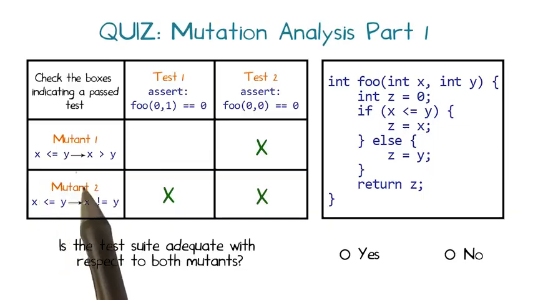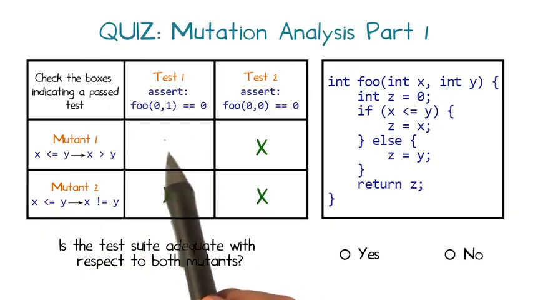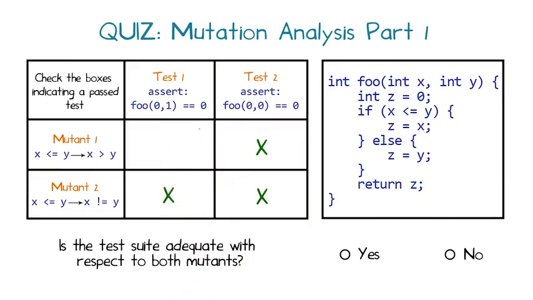In the first mutant, where x less than or equal to y is changed to x greater than y, the first test fails because foo applied to 0 and 1 outputs 1, whereas the second test passes. So for this particular mutant, our test suite is robust enough to indicate errors. However, for the mutant in which x less than or equal to y is mutated to x not equals y, both the tests in our test suite pass. This indicates that our test suite is not adequate. We need a test case in which the second mutant fails but the original code passes.